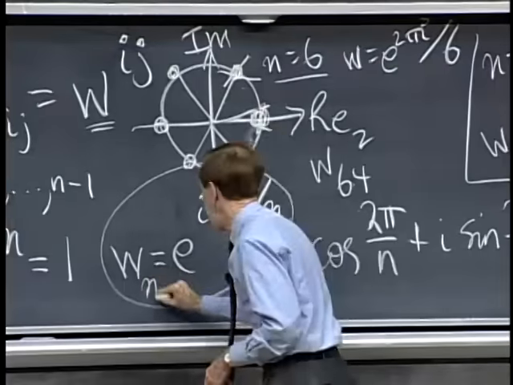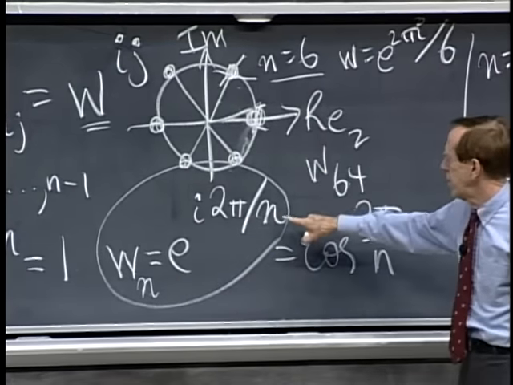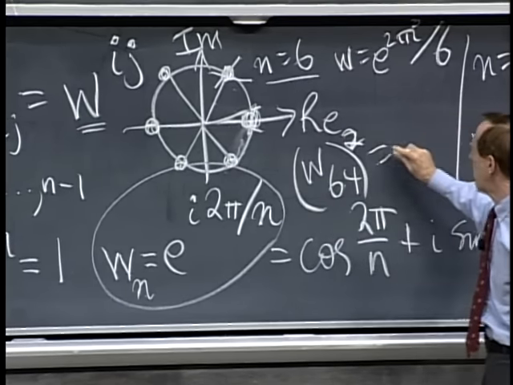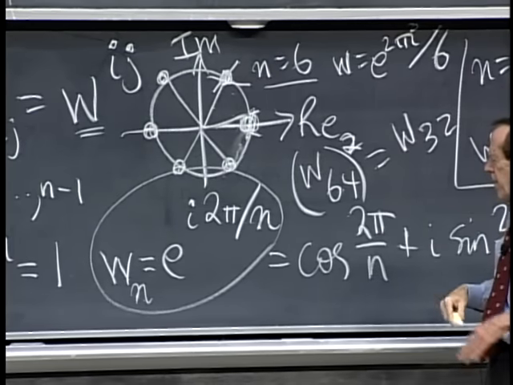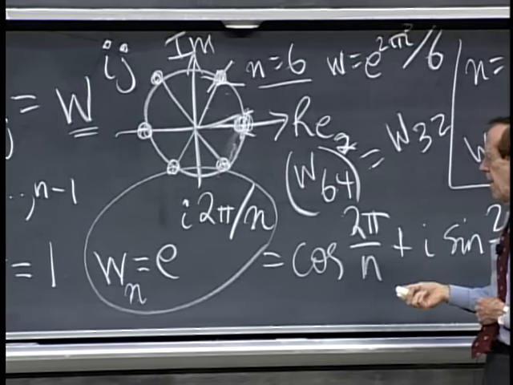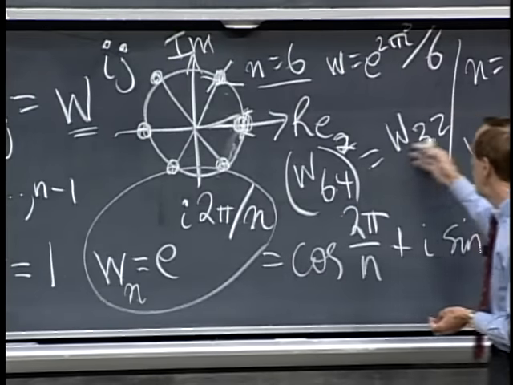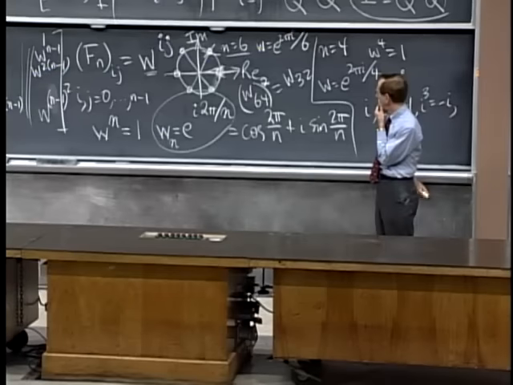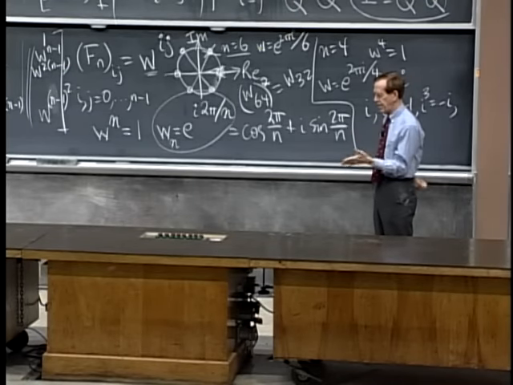WN is e to the I 2 pi over N. So W64 is 1/64th of the way around. When I square that, what do I get but W32? Right? If I square this number, I double the angle, I get W32. So somehow there's a little hope here to connect F64 with F32.